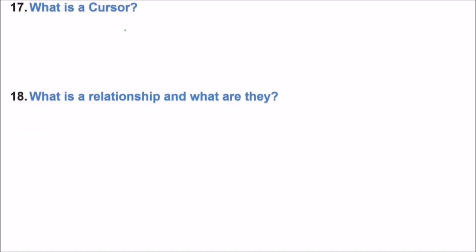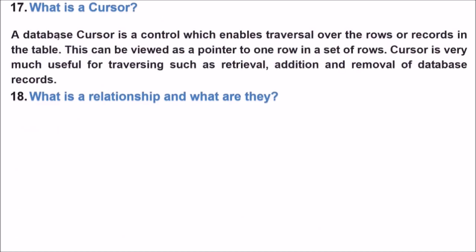What is a cursor? A database cursor is a control which enables traversal over the rows or columns in the table. If you want to traverse through the different rows, the same way you traverse on a tree or in a sequential search, if you want to loop around, you use for i equal to 0, i less than some value. So i is that variable, that is the cursor here.